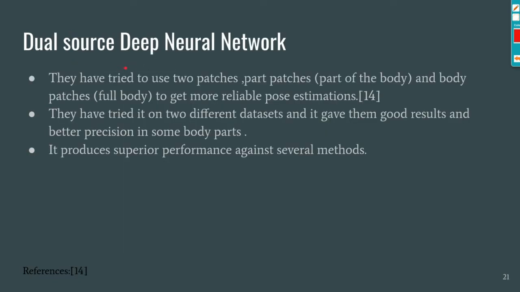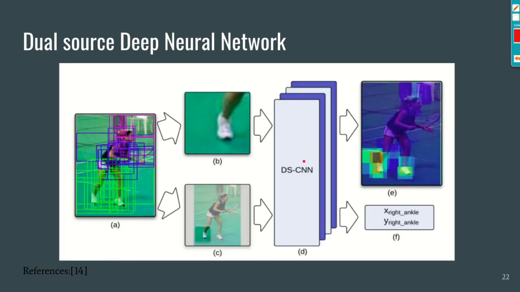The second approach is dual-source deep neural networks. Here they use two patches: the part patch, which is part of the body, and the body patch, which is the full body, to get a more reliable pose estimation. They tried it on two different datasets, and it gave really good results and better precision in some body parts, and it produces superior performance against several methods. As an example, we have this image.